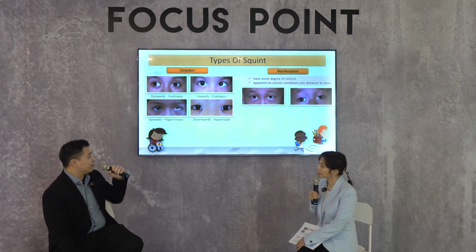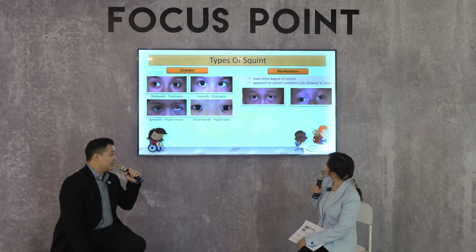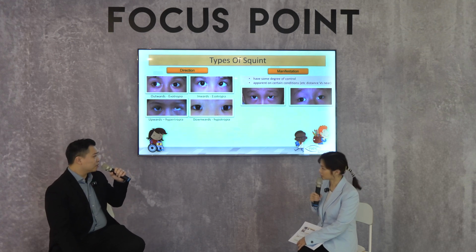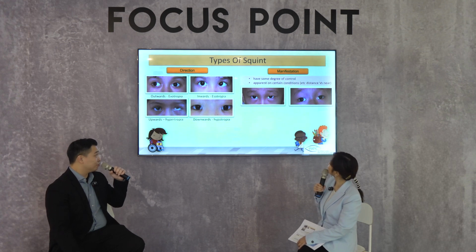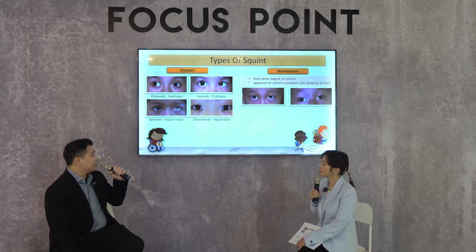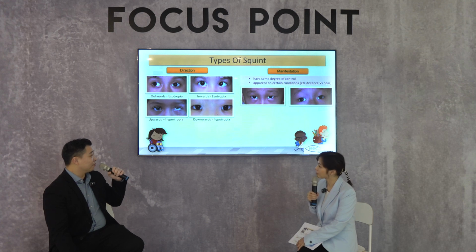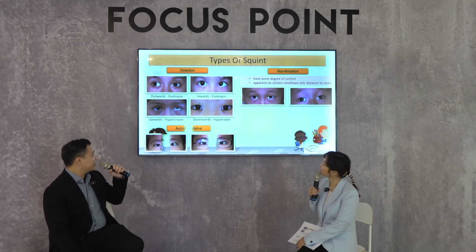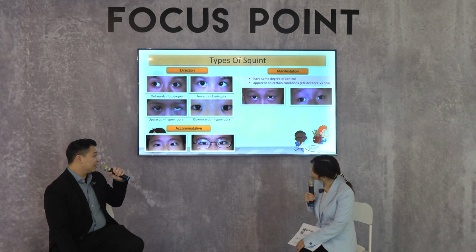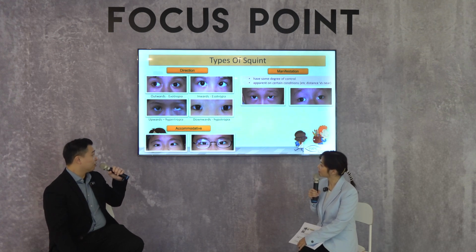There are squints that can be controlled well by the children as well. These are intermittent squints. Most of the time it appears only when certain conditions are met. For example, when they look too far or too near, the squint may appear. But these conditions can be trained so that they improve their control, and it doesn't appear most of the time. There are also squints that can be fully or partially corrected with glasses due to refractive error, or due to accommodative issues.